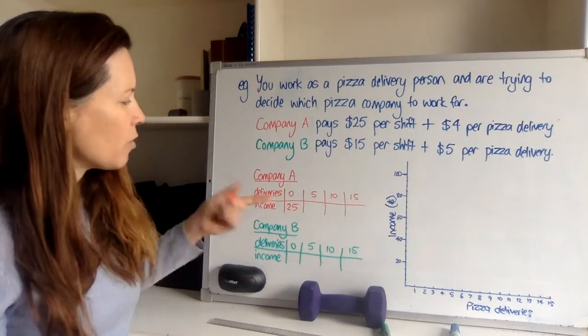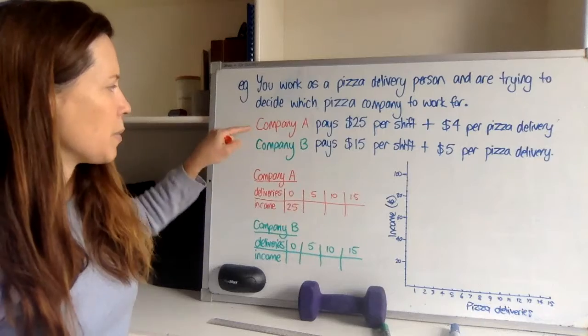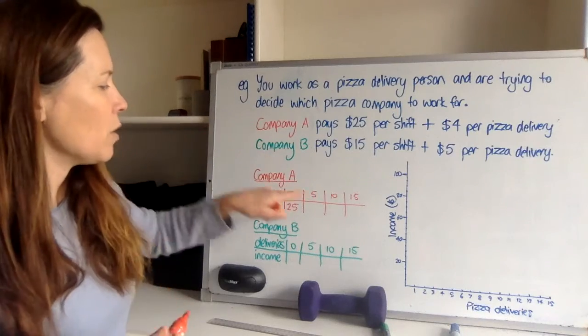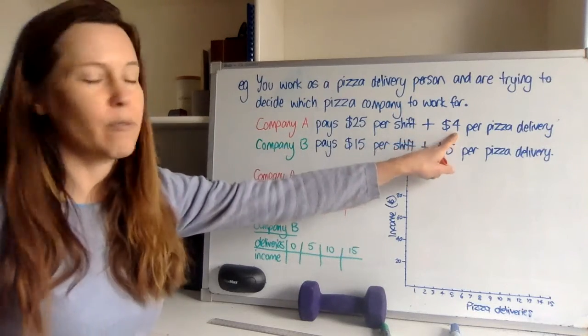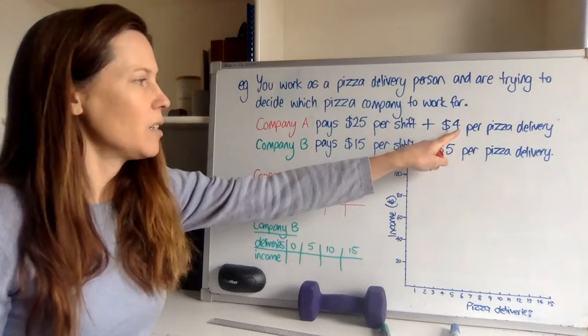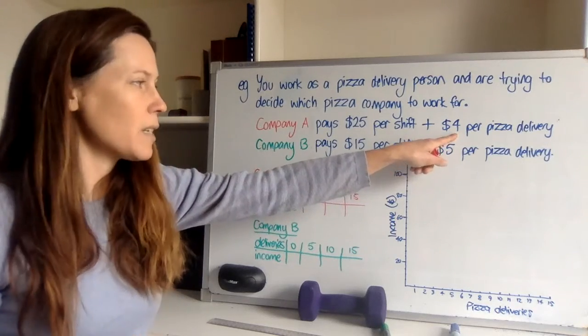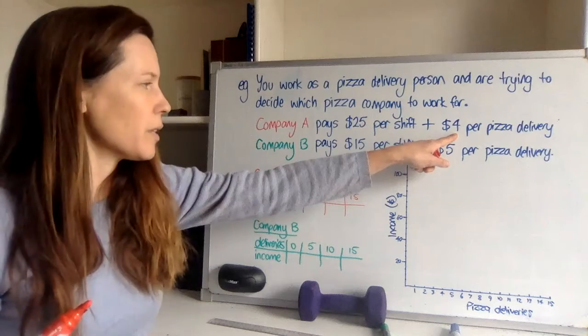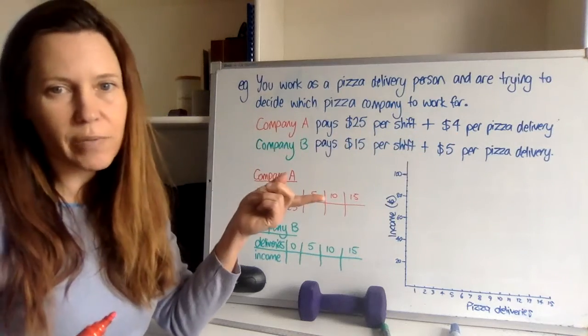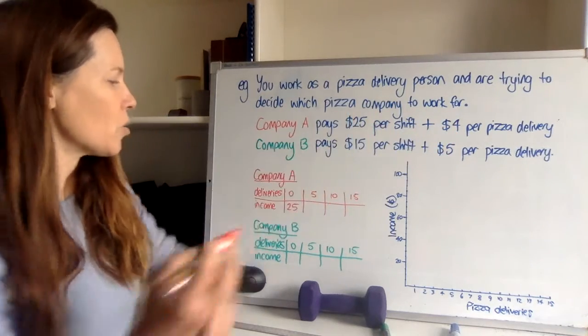So now we're imagining, all right, what if we make 5 deliveries when we're working for Company A? Well, if we make 5 deliveries at $4 for each delivery, 4 lots of 5, that's 20. So we'll get $20 for the deliveries, plus the 25 just for turning up. 20 plus 25, that'll be $45.